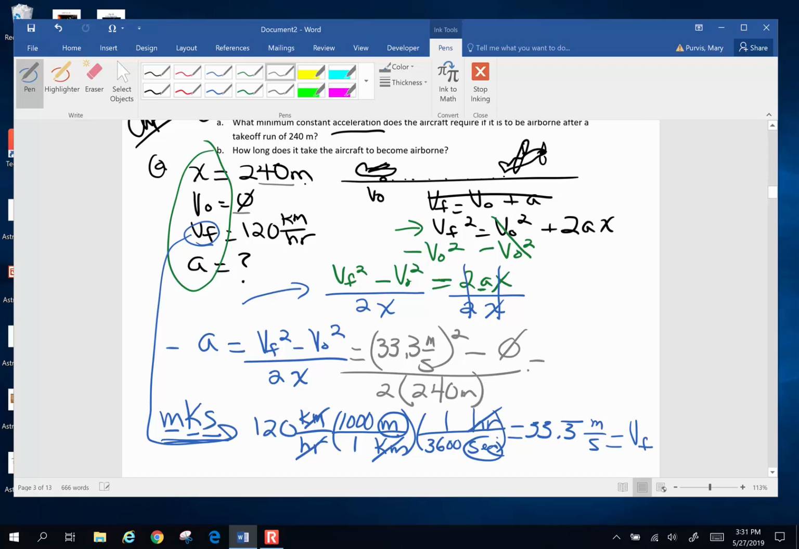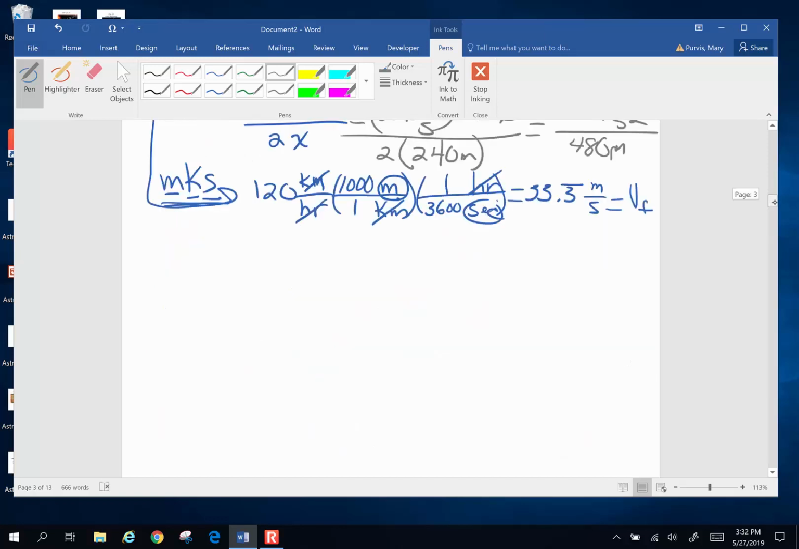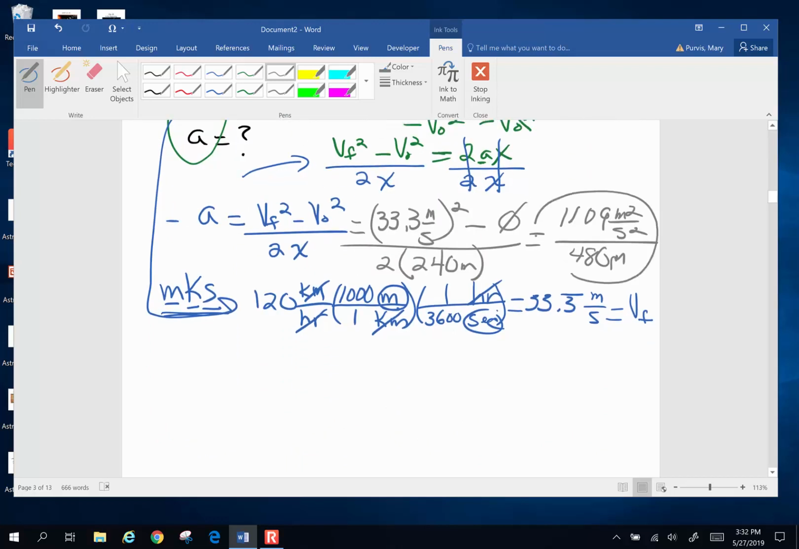Now, when I put all of this through my calculator, 33.3 squared ends up being, and I'm going to do an intermediary step here because people get lost right about here sometimes, meters squared per second squared, 2 times 240 is 480 meters. You don't have to do this. You can do this all on your calculator, but frankly, this is where people get lost. So I'm going to divide 1108.89 by 480. And that gives me a rate of acceleration of 2.31 meters per second squared.